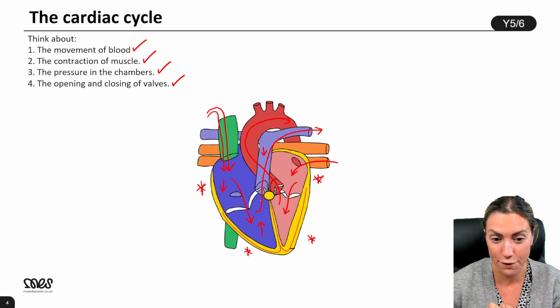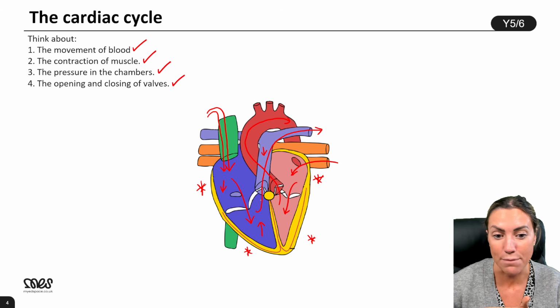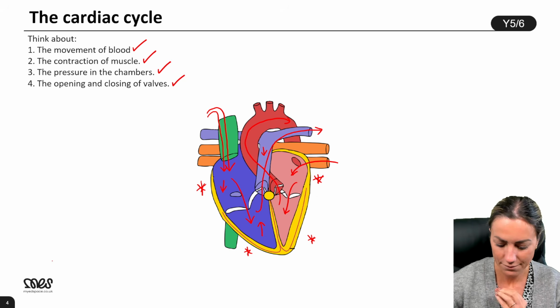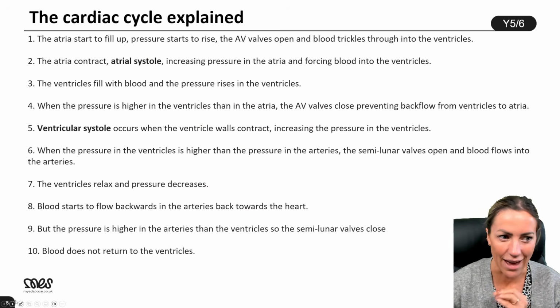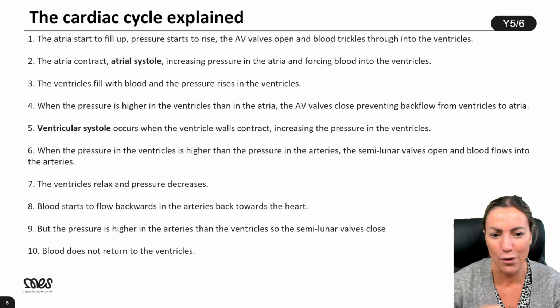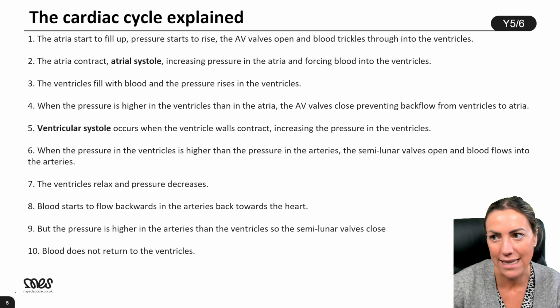Now we're putting everything together here, right? We're thinking about blood flow, contraction of the muscles, the pressure in the chambers, and what that means for valves opening and closing. This is what you have to be able to do. Let me show you it all together, and feel free to copy these notes down or screenshot this slide because this is a total overview of all of those things. Let's go through it together.